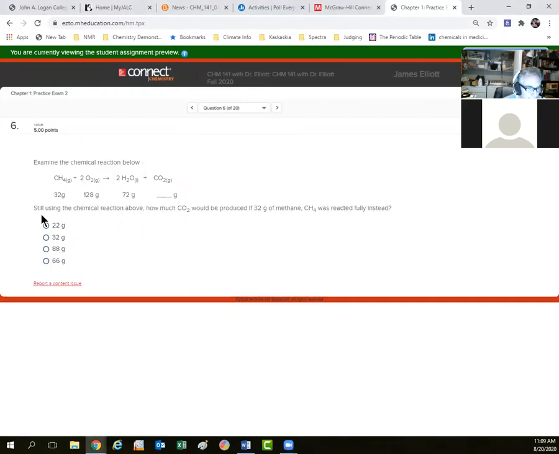Number five, now they're still using the same reaction. How much CO2 will be produced if 32 grams of methane is used? Let's take a peek back at the previous one and see how much was previously used. We used 16 grams to make 44 grams of carbon dioxide. So the 32 grams that we're proposing for the methane is twice as much. So it's just like cooking. If you use twice as much of one ingredient, you'd have to use twice as much of the next ingredient, and you'd expect to produce twice as much of each of the products. So 44 grams of CO2 becomes 88 grams.